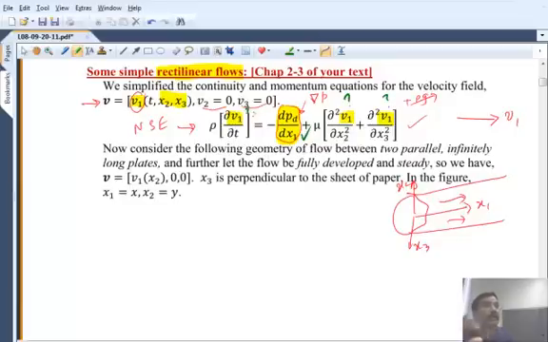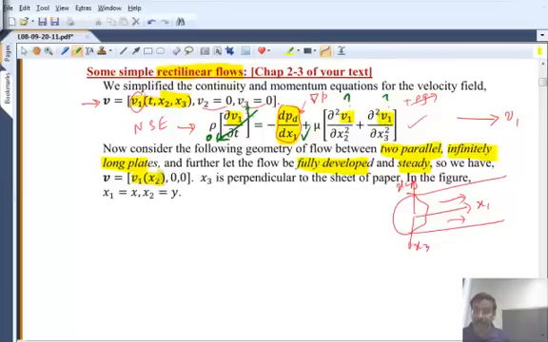We don't want to begin solving PDEs directly. So we're going to make another assumption that the flow is steady. If the flow is steady, that means that there is no variation with time. And we're going to assume that the flow is flowing between two parallel, infinitely long plates, and it is fully developed and it is steady. So when I make that assumption, this condition that v1 is a function of t, x1, x2, x3 becomes v is a function only of x2.